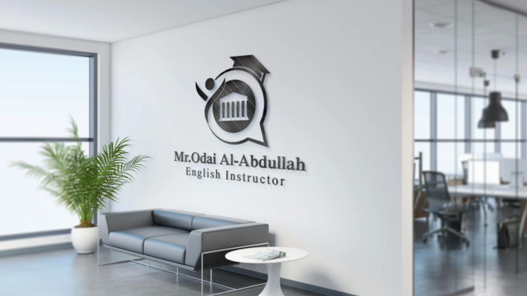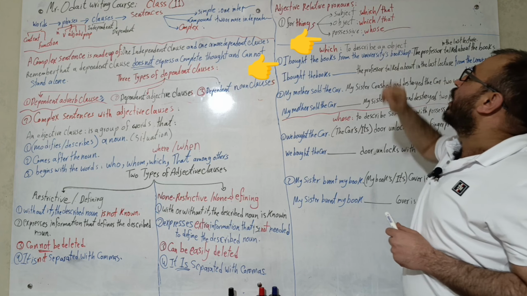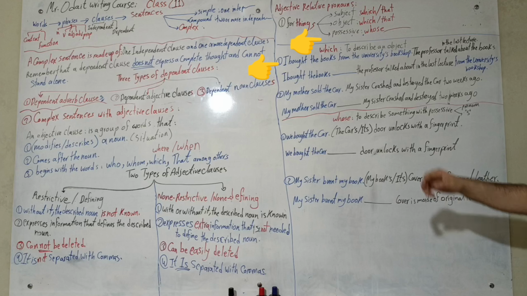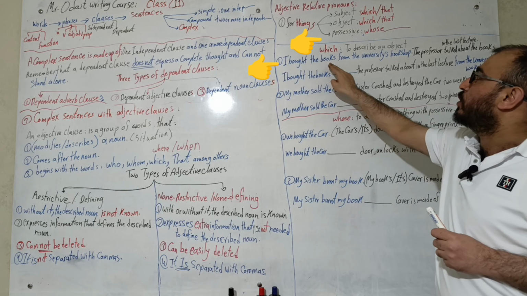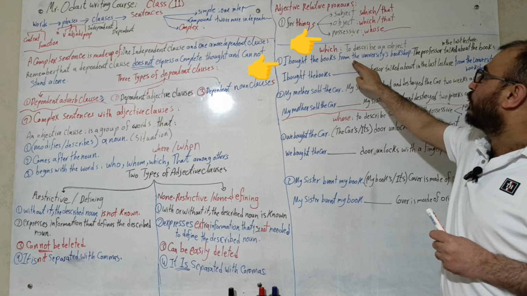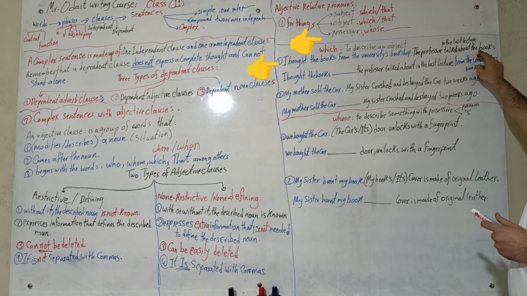Now, my friends, let's continue talking about adjective relative pronouns for things. After we talked about the subject position, and we said that we use which and that, now let's talk about the object position, in which we use which and that again. My friends, in here, I take two examples. The first one: I bought the books from the university's bookshop. And here: the professor talked about the books.